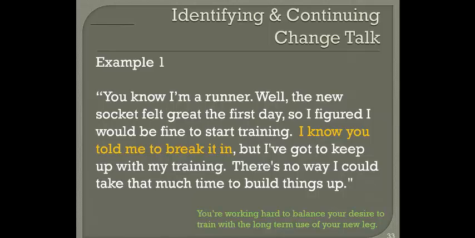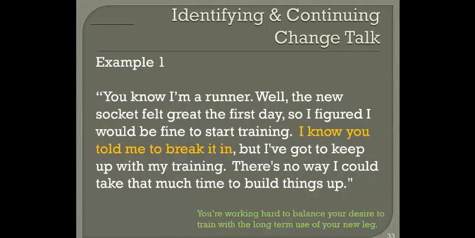So while you have the option to reflect anything in that quote, the most powerful reflection that you could give in order to keep the person talking about change may be something like, "You're working hard to balance your desire to train with the long-term use of your new leg."